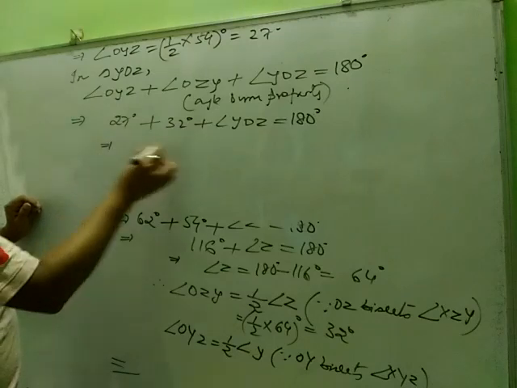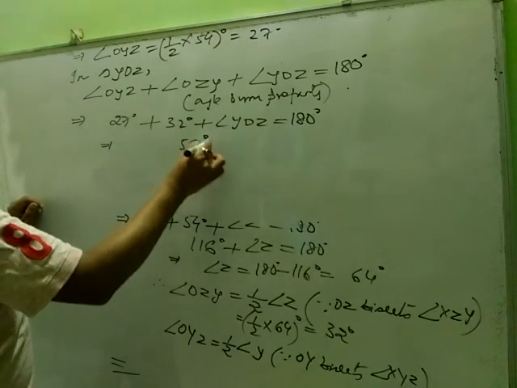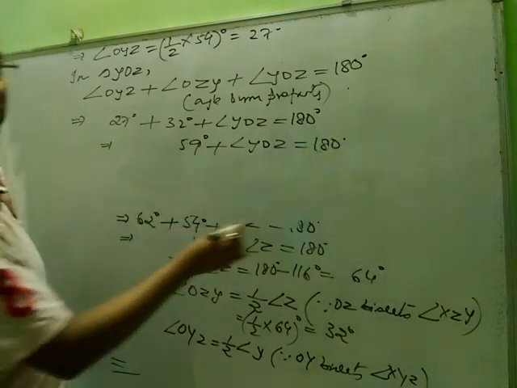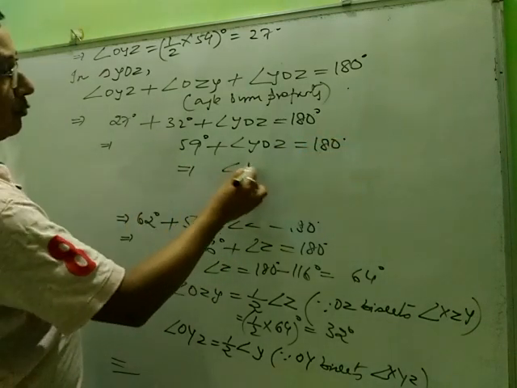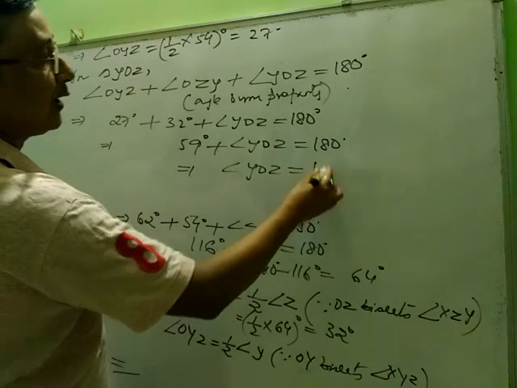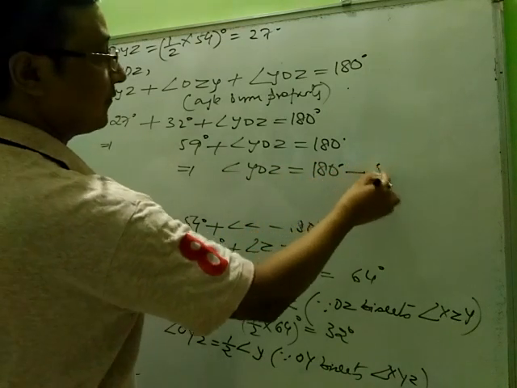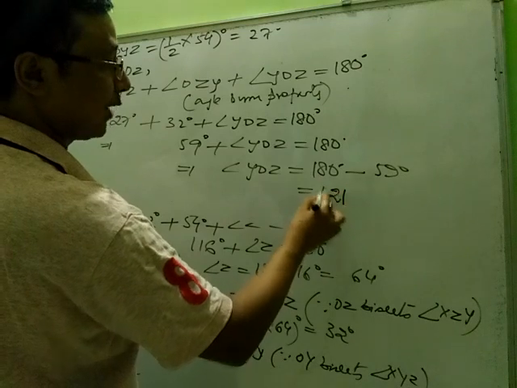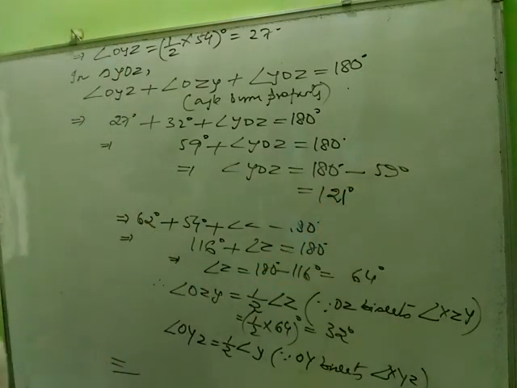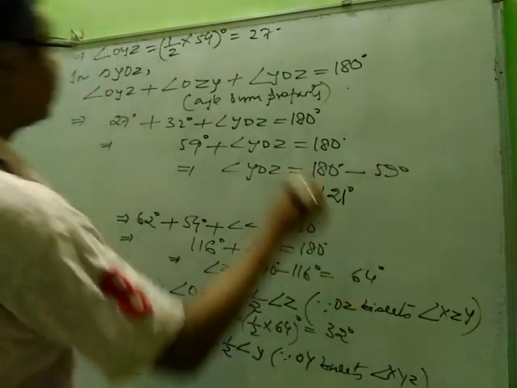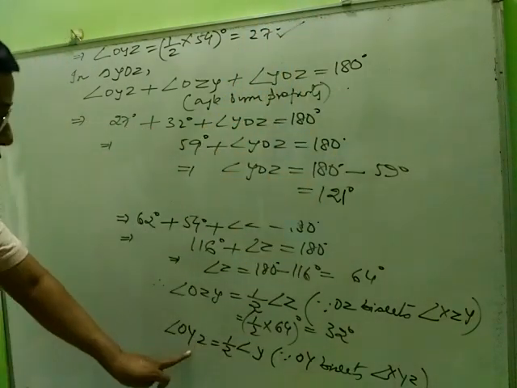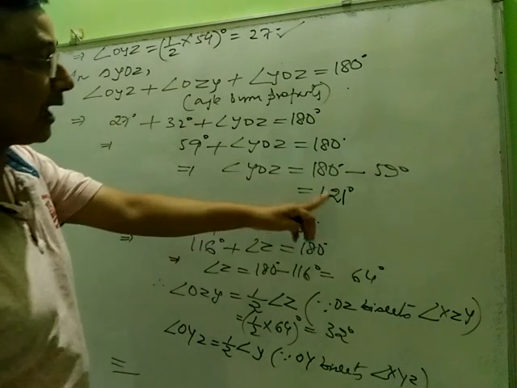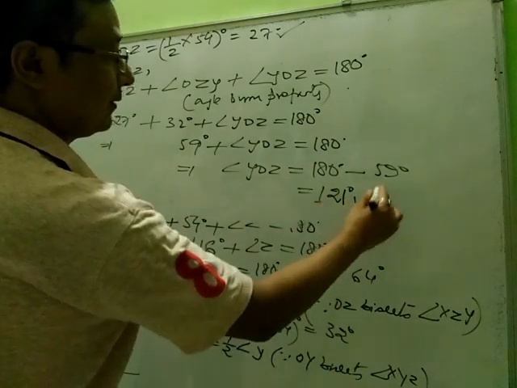So this gives 59 plus angle YOZ is equal to 180. So angle YOZ equals 180 minus 59, which is 121 degrees. So one of the measures, OYZ, is 27 degrees and angle YOZ is 121 degrees.